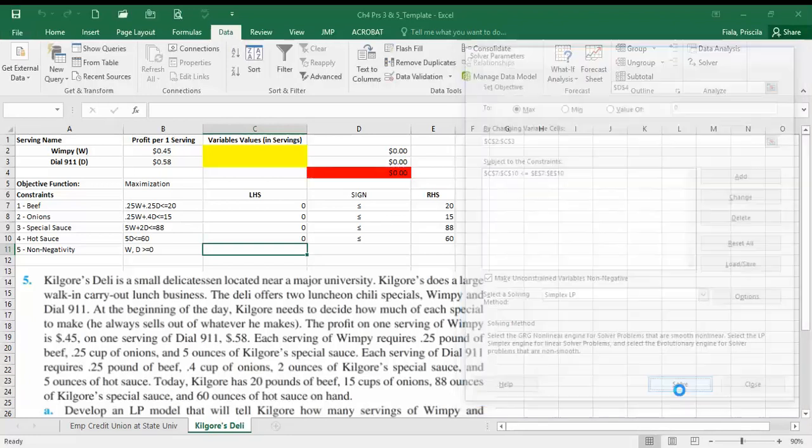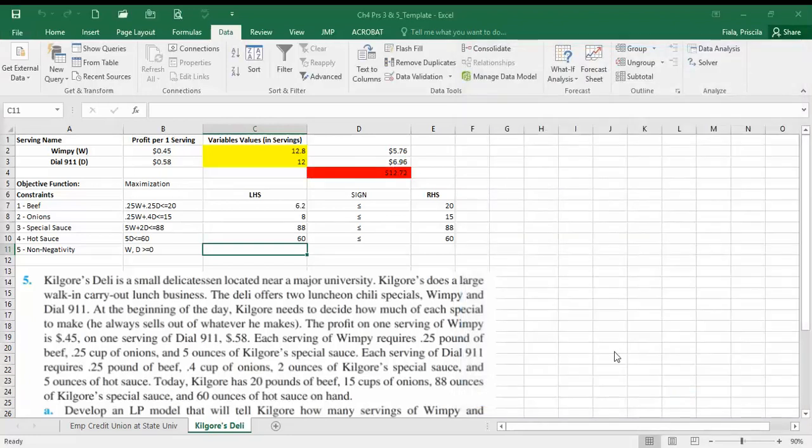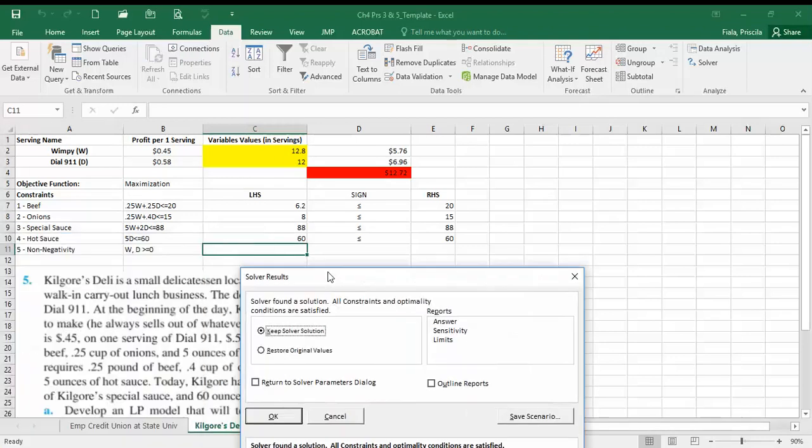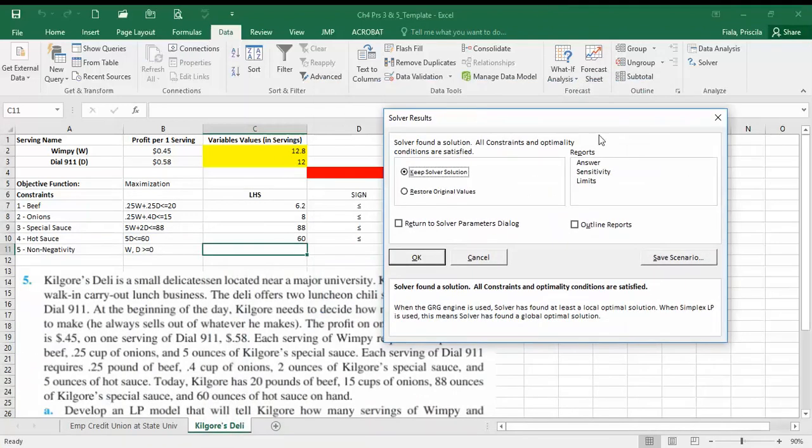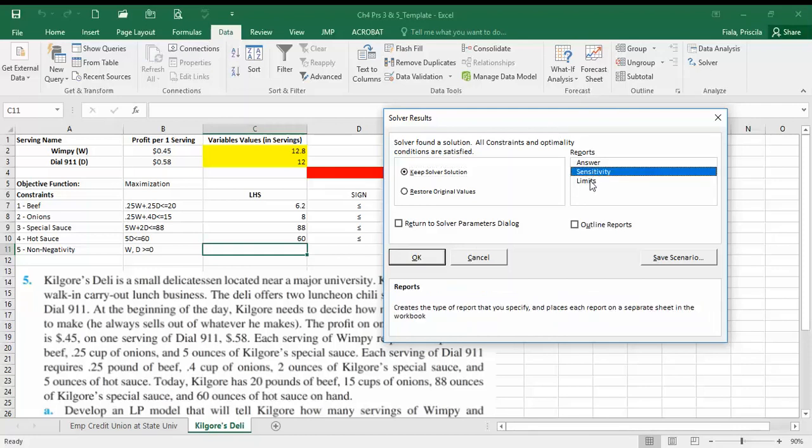So hit solve, and it gave us a solution. Okay, and then you're going to get this little window here with these messages that it found a solution, that all constraints and optimality conditions are satisfied. Well, what do we want now? We definitely want the sensitivity report. You can go ahead and add the limit. You can add all three if you want, but really we just need the sensitivity report.